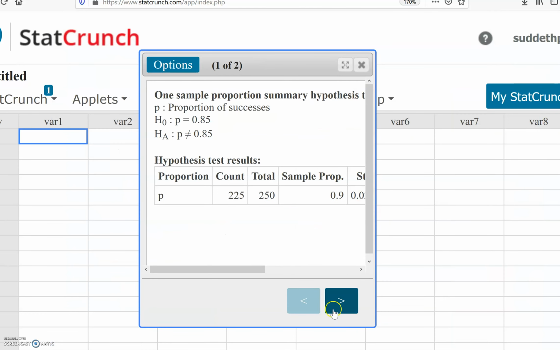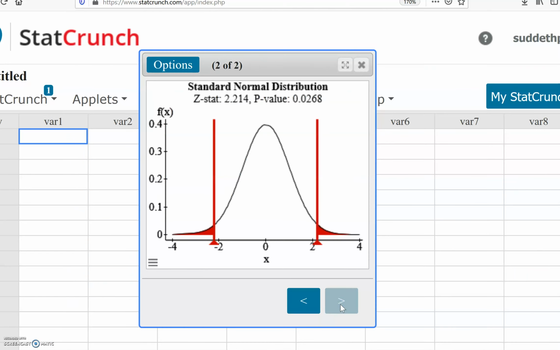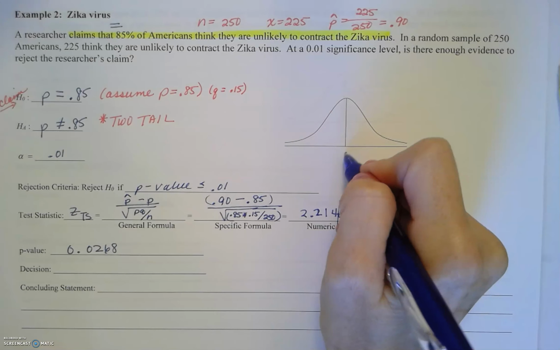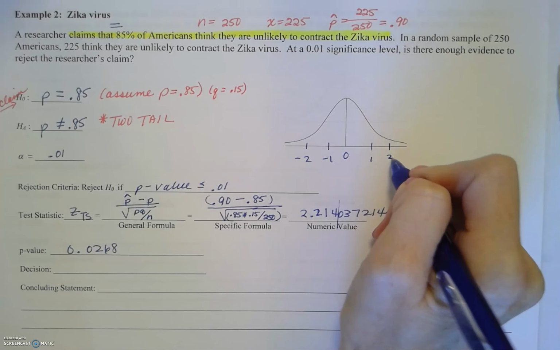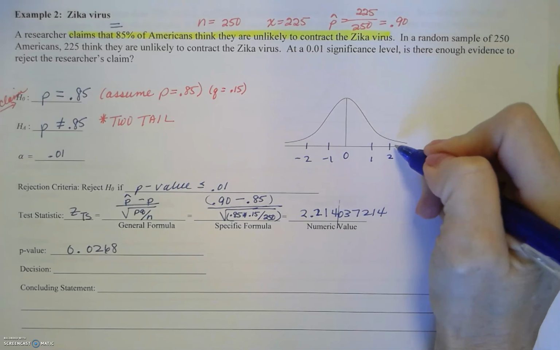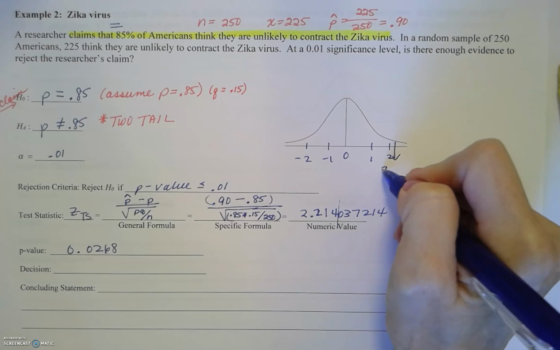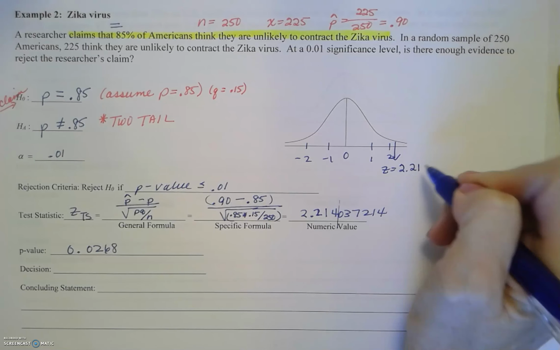Remember that with this, I like to go over to the right arrow at the bottom, and I can then see that it's a two-tailed test, and our z test statistic is 2.214, just like we got, and I'm going to write down our p-value, 0.0268. Go ahead and copy that graph now onto your paper. So our graph, our horizontal scale, remember, is -2, -1, 0, 1, and 2. Our z test statistic is 2.21. So z equals 2.21. Mark that cutoff mark.